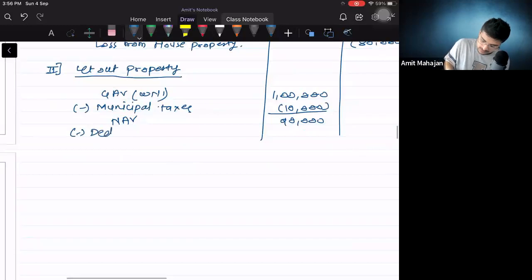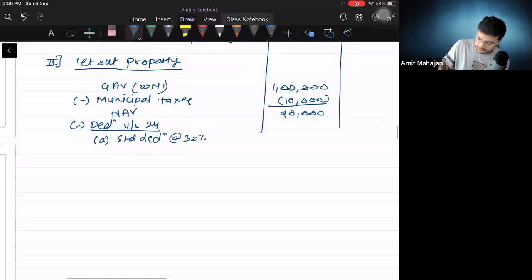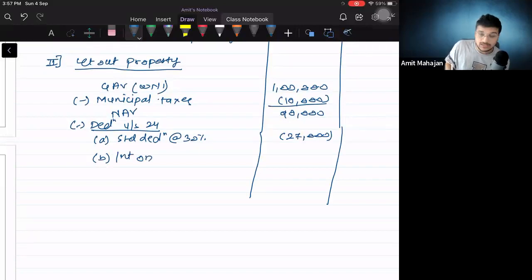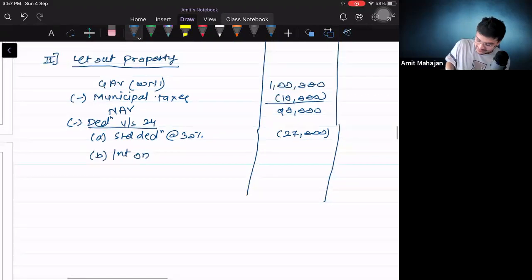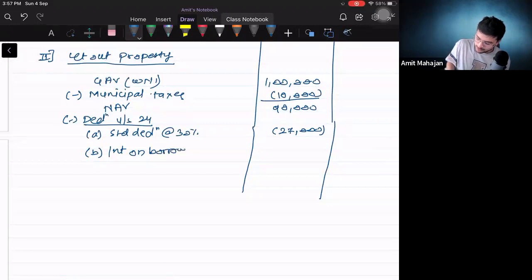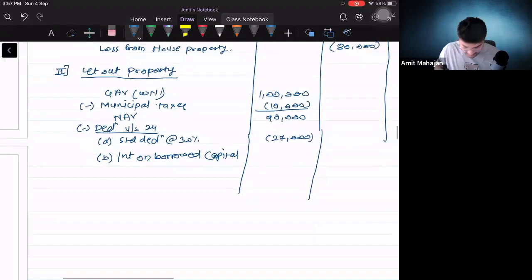Less deduction under section 24. Standard deduction at the rate of 30%. 30% of 1/3, no, right? Interest on borrowed capital, what sir? Don't waste time. Borrowed capital, interest on borrowed capital, yes.